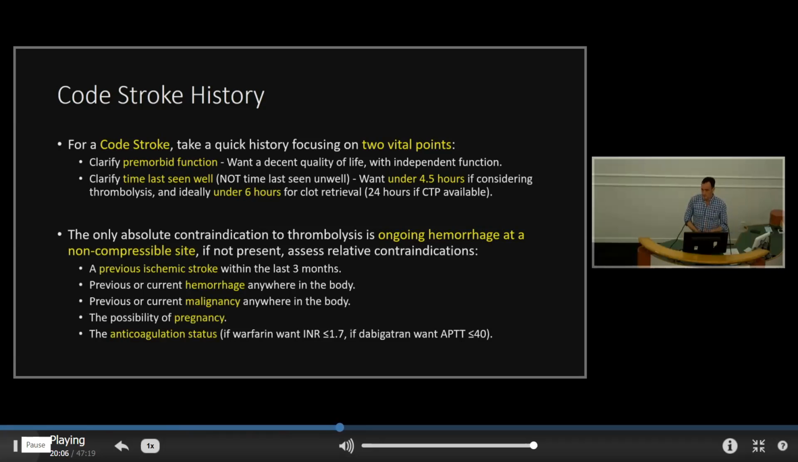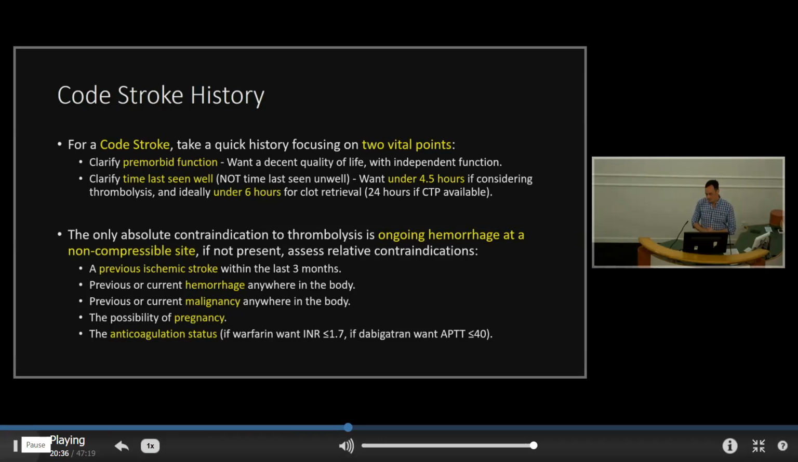So there are a number of relative contraindications, and a previous ischemic stroke within the last few months is one. Again, it's not an absolute. Previous recent hemorrhage anywhere else in the body at a compressible site. Previous recent malignancy anywhere in the body. It's not ideal to have cancer there. Cancer can bleed. However, it's all contextual. If it's a tiny cancer and it's been there some time and it's a compressible site, well, it might be worth going ahead. The possibility of pregnancy and the anticoagulation status.